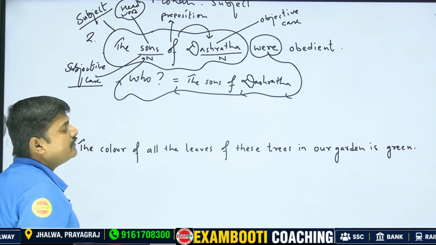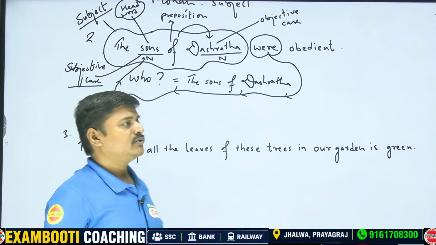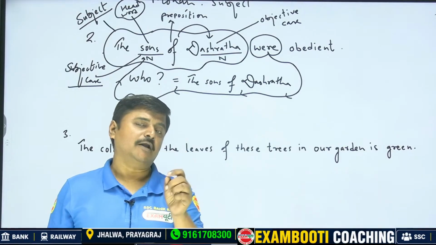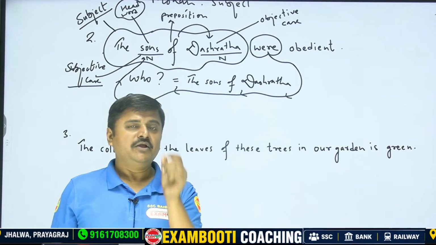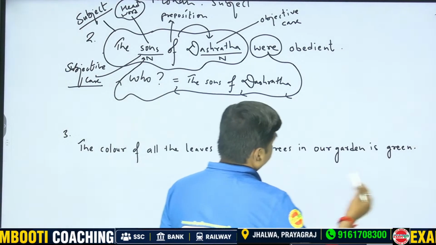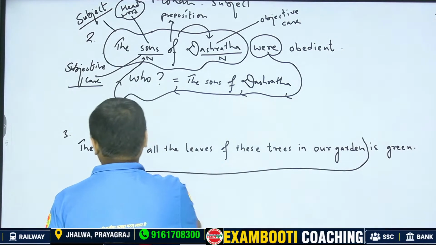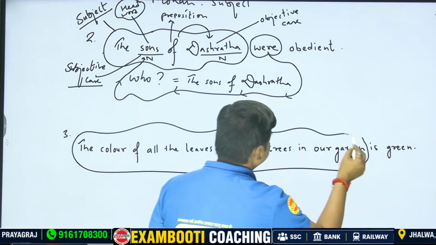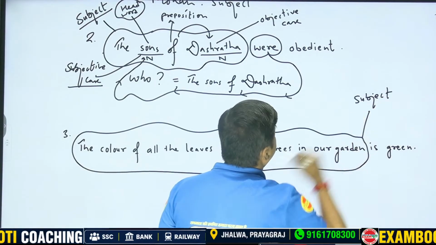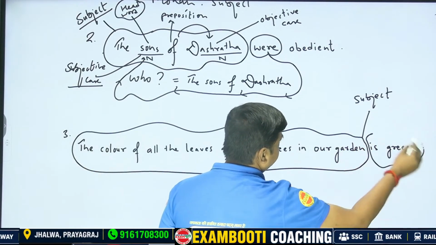Now, if somebody asks what is the subject in this sentence, you all know, just spot the verb. If you can spot the verb, you can easily identify the subject as well. Here we all know that this is the verb. It means this is the subject. The remaining is the predicate.